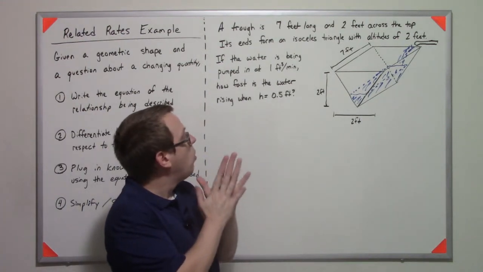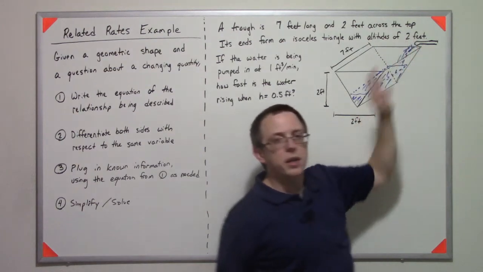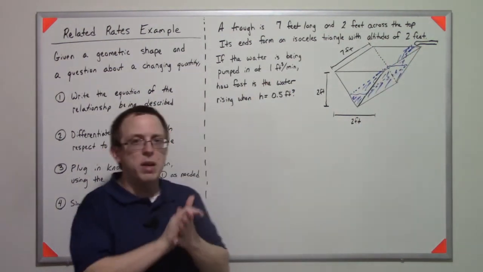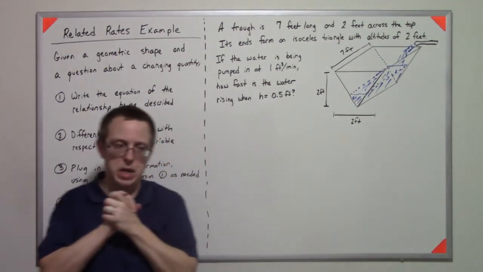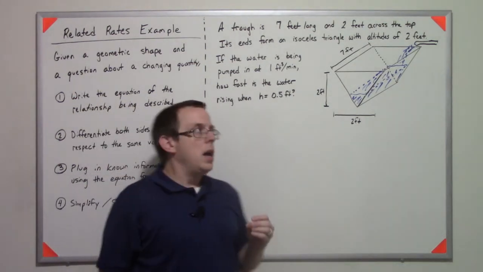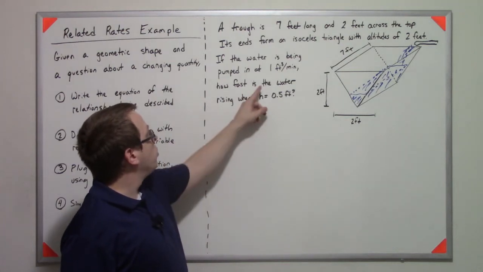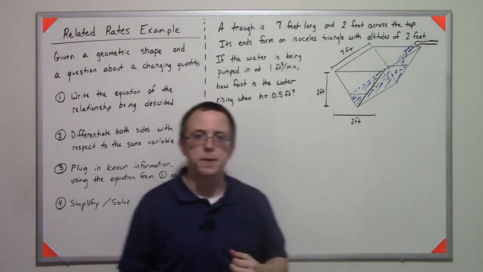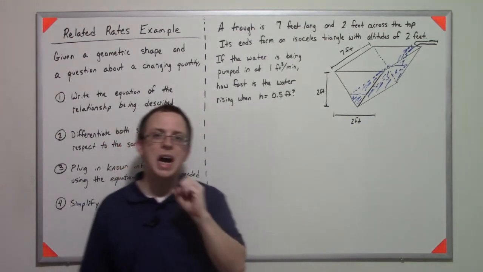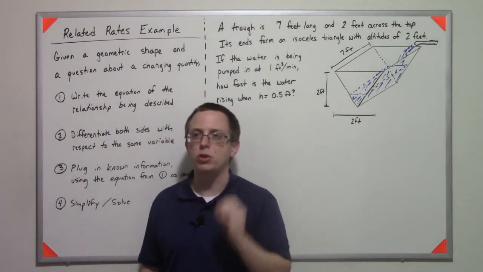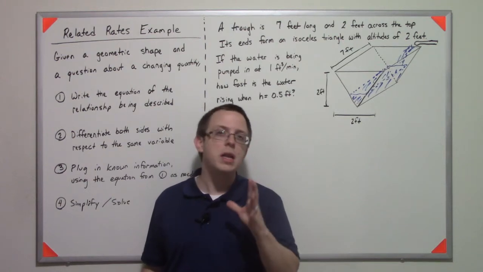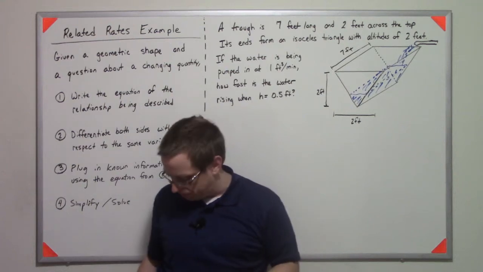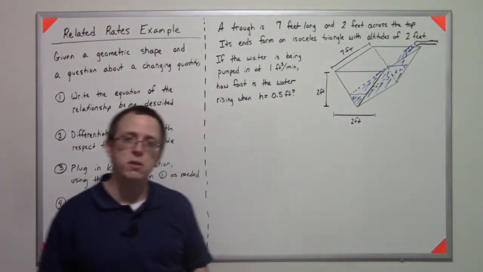So I've got some sort of spigot or faucet pouring water in at 1 cubic foot per minute. Okay? And then I want to figure out how fast the water is rising when the height is 0.5 feet. So I have to figure out how to solve this problem. I need a little bit of modeling, a little bit of how to construct this problem, and this is going to be a little challenging.